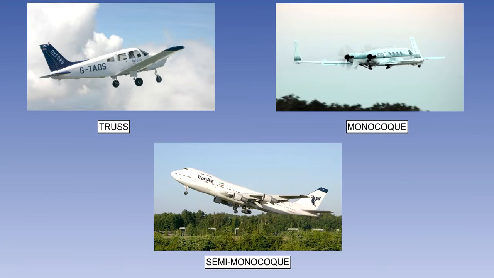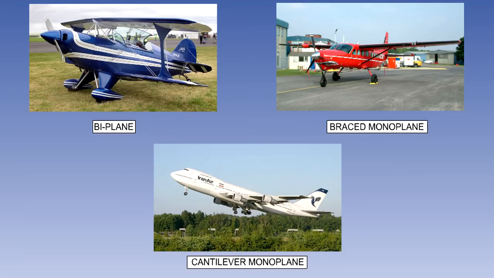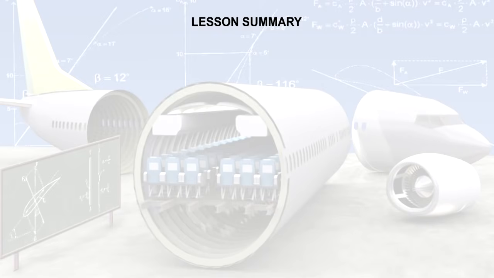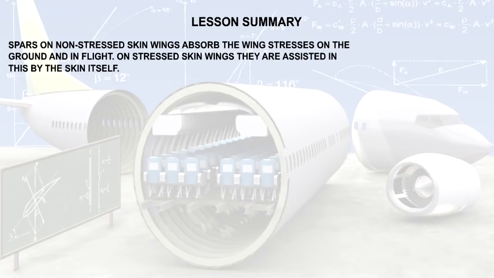This is the end of the lesson. You should now understand the differences between truss, monocoque, and semi-monocoque fuselage construction, and the differences between biplane, braced monoplane, and cantilever monoplane wing constructions. You should also note the following key points from this lesson. Spars on non-stressed skin wings absorb the downward bending stresses when on the ground, and the upwards, rearwards, and twisting stresses when in flight. On stressed skin wings, they are assisted in this by the skin itself.